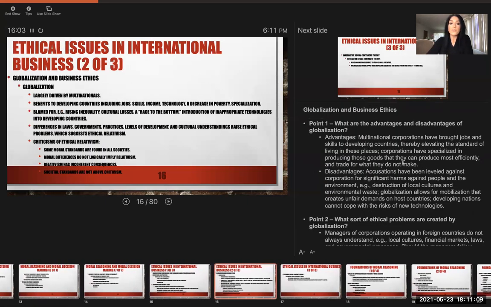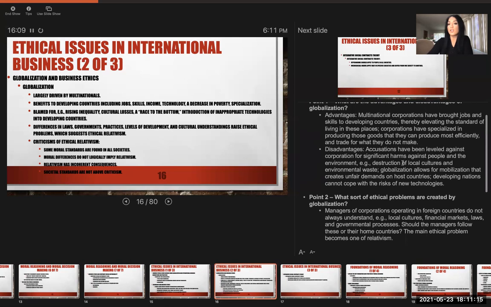Now, another step further for globalization and business ethics: what are the advantages and disadvantages of globalization? Well, some advantages include that multinational corporations have brought jobs and skills to developing countries, thereby elevating the standard of living in these places. So corporations have specialized in producing the goods that can be produced more efficiently and trade for what they do not make.